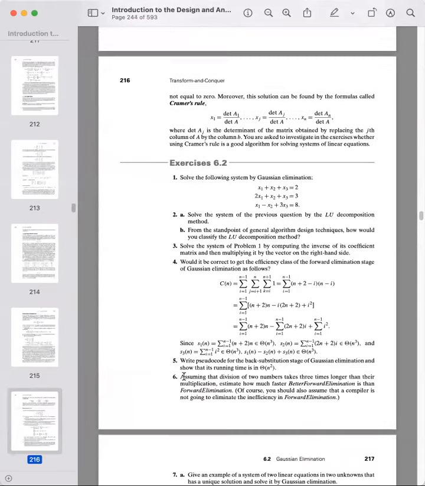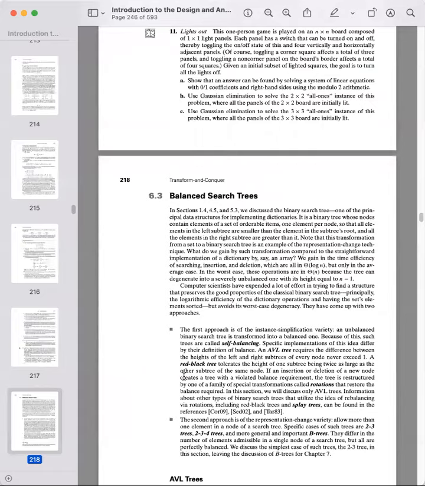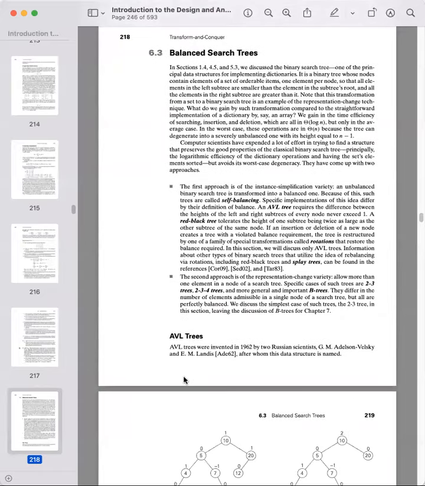Okay, I think that being able to do the Gaussian elimination is enough for that section. Okay, so the next section is on balanced search trees. In data structures, I assume that you talked about trees, and particularly binary trees.